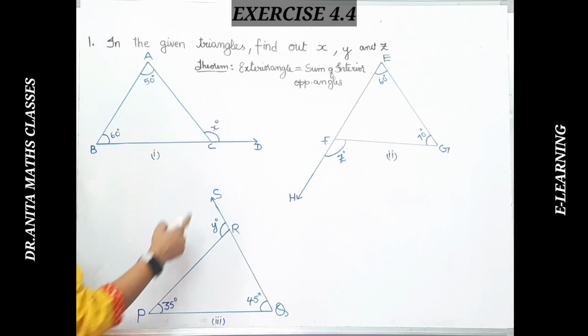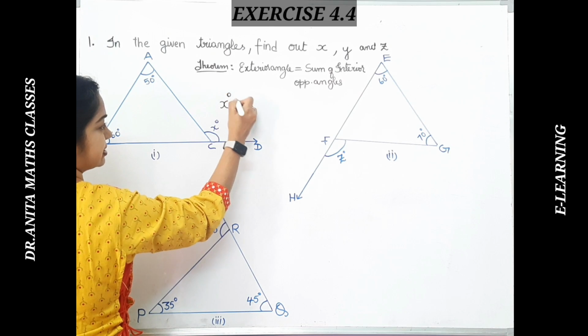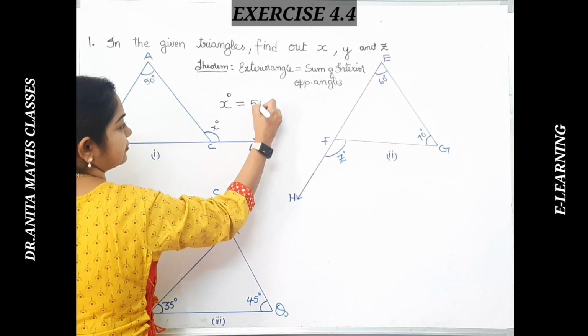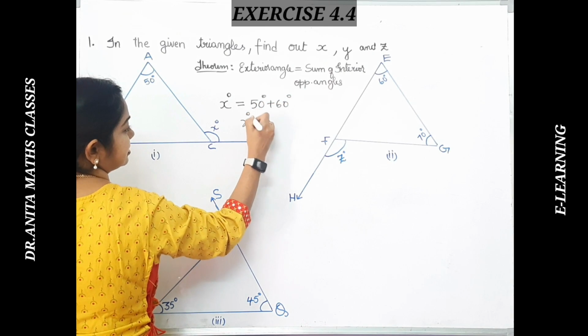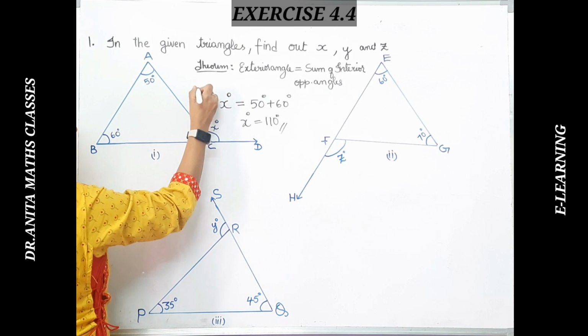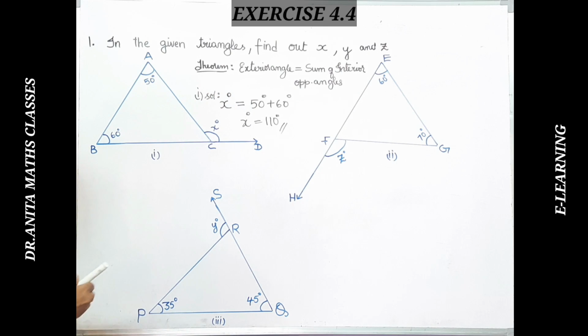Here the exterior angle is x degrees. According to this theorem, the exterior angle x degrees is equal to the sum of the interior opposite angles, 50 degrees plus 60 degrees, so x equals 110 degrees. Okay, this is the solution for the first figure, right?